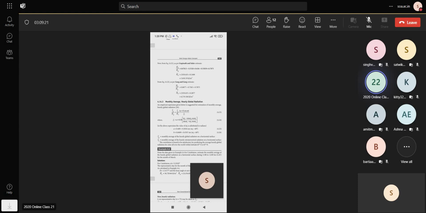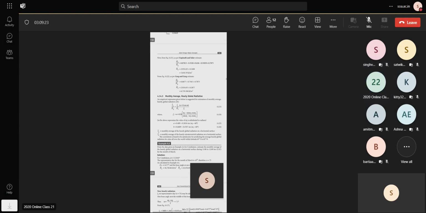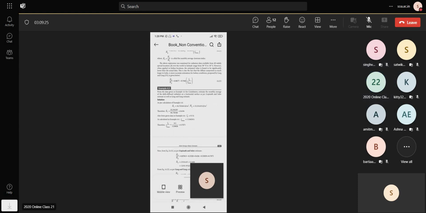Just one minute. Please do not directly tell me the values written in the book, because I have calculated this one. So I know in which range it will come.